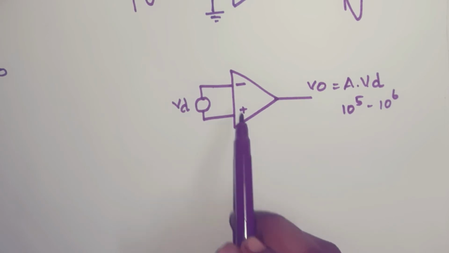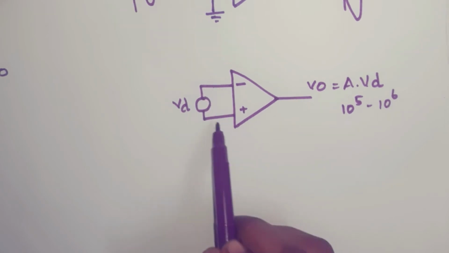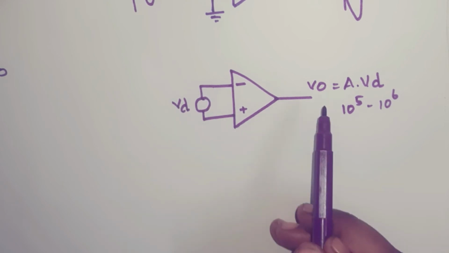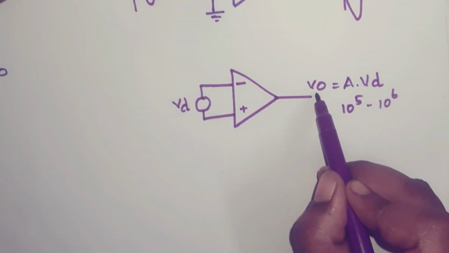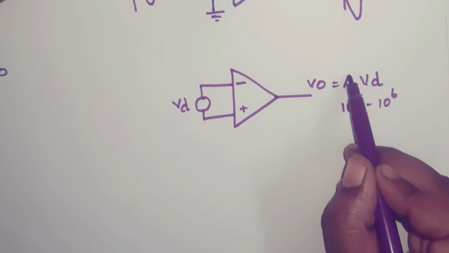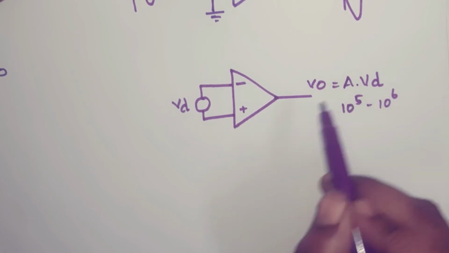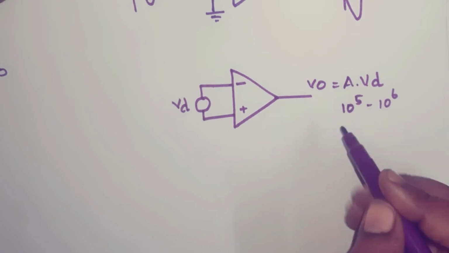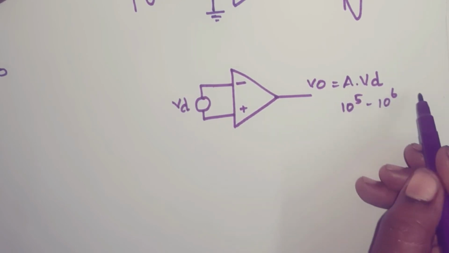In the circuit we are applying input at both the terminals. The difference between that input VD is amplified. So the output is V0 is equal to A into VD. A is the open loop gain. Usually in an operational amplifier the gain value is a large value, that is 10 power 5 to 10 power 16.